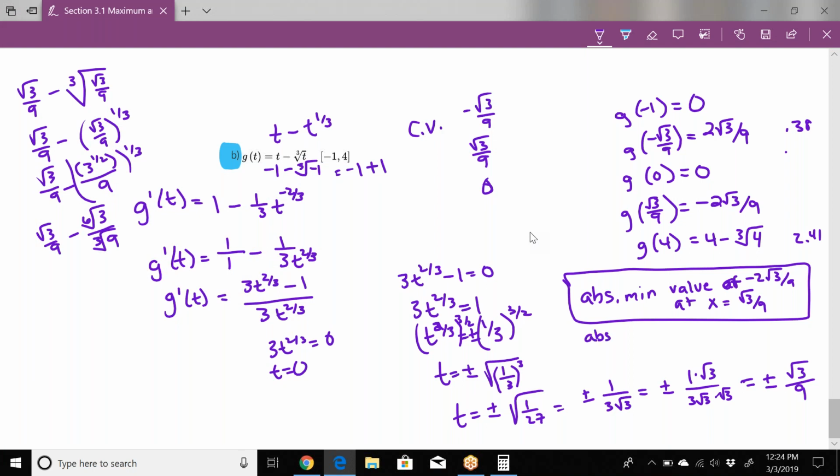So we have an absolute max value of 4 minus the cubed root of 4 that occurred at x equals 4. So the absolute max occurred at the endpoint and the absolute min occurred at one of the critical values. And like I said, this one got really messy in the calculations. So I wouldn't stress about that too much.